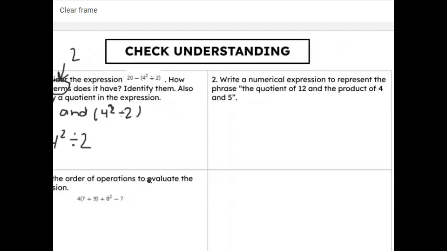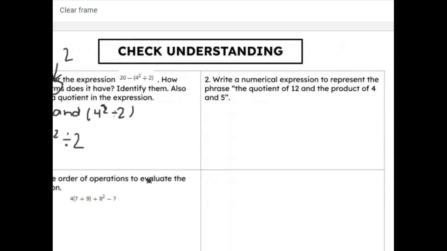Number 2 is over here on the right. Write a numerical expression to represent the phrase, the quotient of 12 and the product of 4 and 5. So I know I'm going to do 12 divided by the product of 4 and 5. Product means we're going to be multiplying. So we're going to multiply 4 and 5.